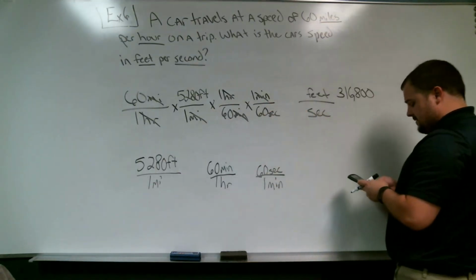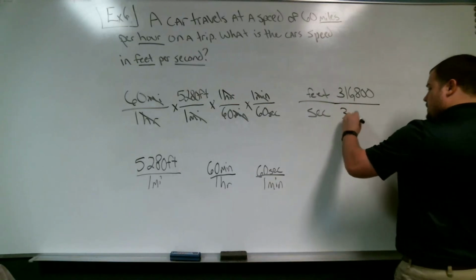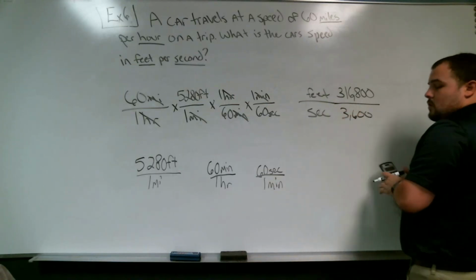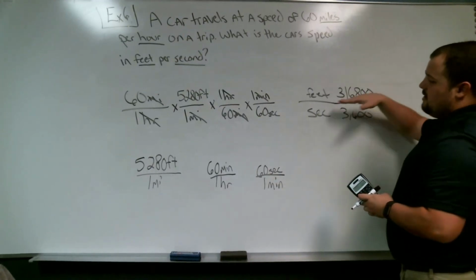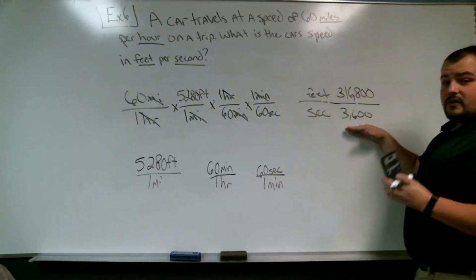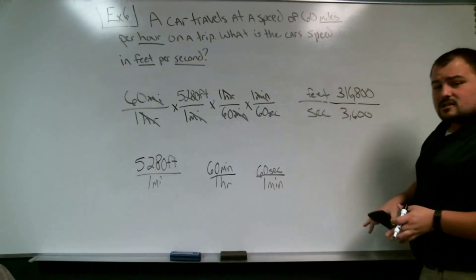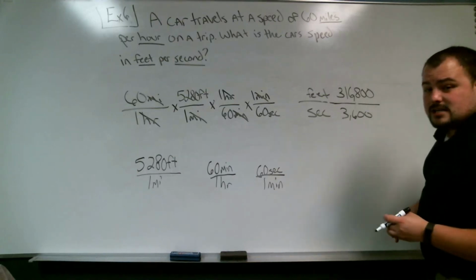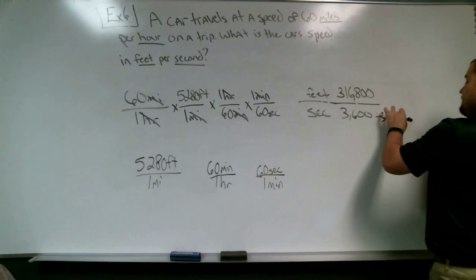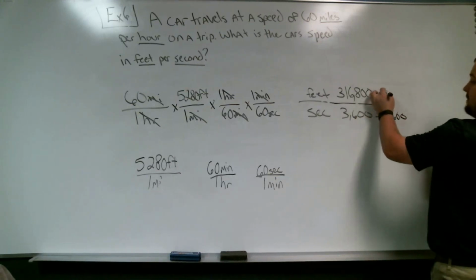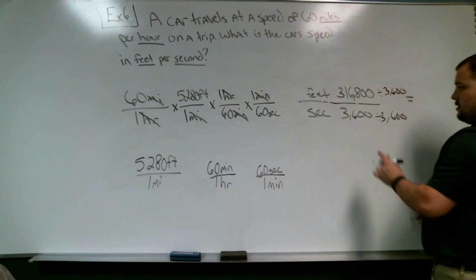So I'm really just going to do 60 times 60. 3,600. So in this problem, my answer is 316,800 feet and 3,600 seconds. If I want to change this to a unit rate, now this question didn't ask us to change it to a unit rate, but if we had to change it to a unit rate, all we have to do is do what we did in lesson 1 and divide by the bottom on the bottom and divide by the bottom on the top. And this will change it to a unit rate.